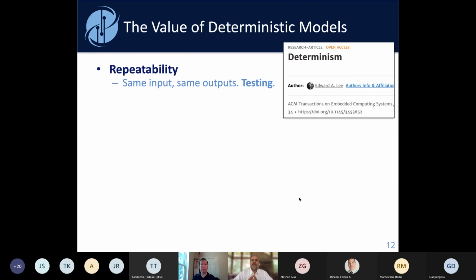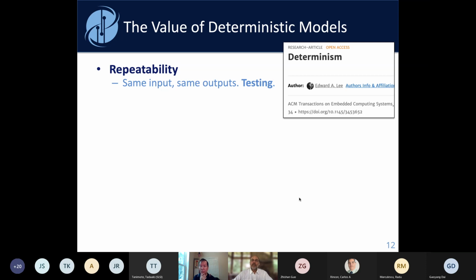Let's zero in for a minute on really what is the value of deterministic models. Well, one of the key properties of deterministic models is repeatability. You give the model the same inputs, you get the same behavior. That's the foundation of test-driven design. It's what enables us to do regression tests on software.